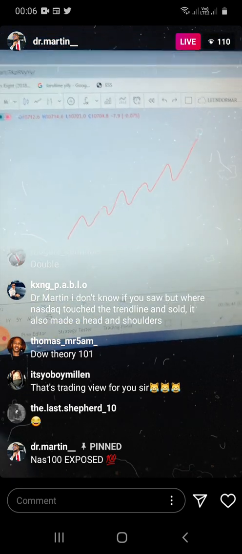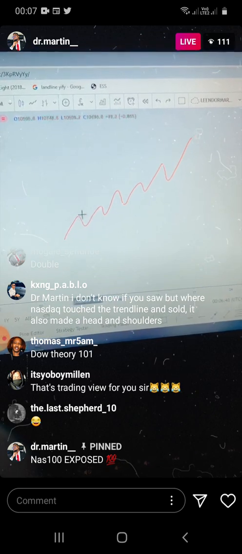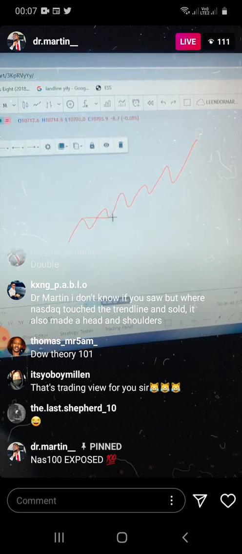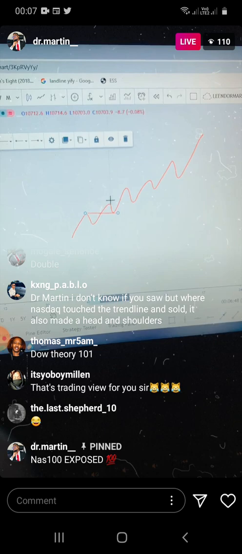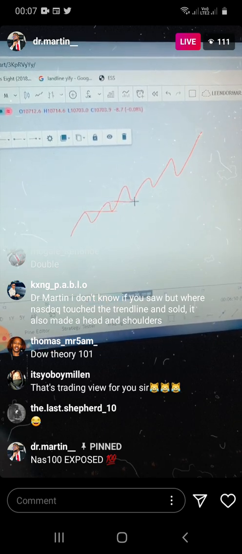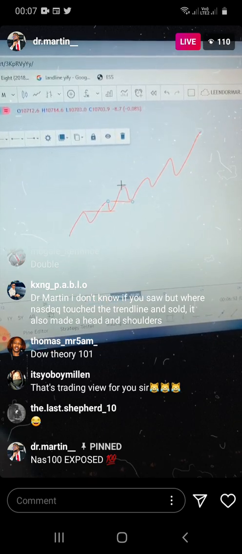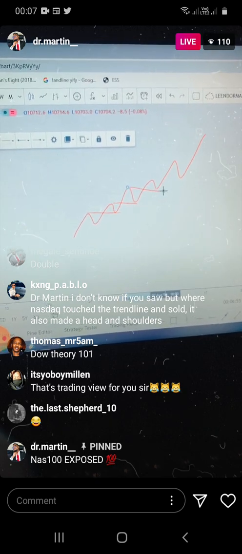So the market will come to this. Since the market is doing these things, notice how this zone acts as support. This zone acts as support. This zone acts as support.